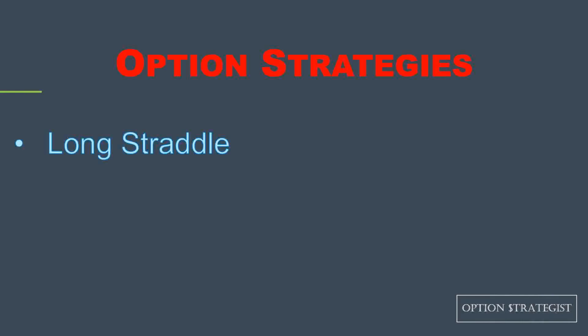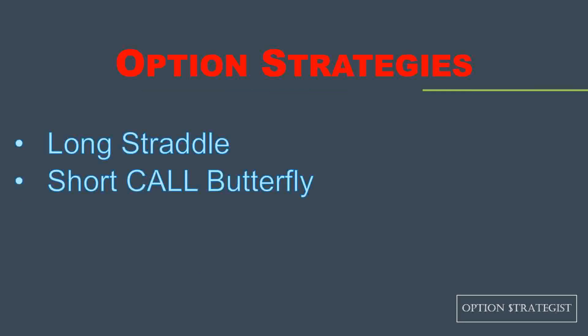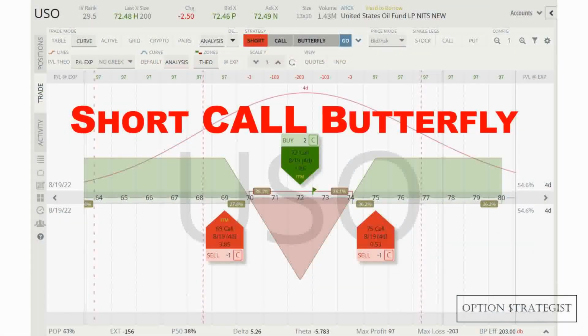To further minimize the risk, I can use an option strategy called short call butterfly. To understand how this strategy is set up, let's look at the profit or loss profile of the strategy. Short call butterfly is set up by buying two at the money call options with the same strike price, then selling one out of the money call option, and then selling one in the money call option.